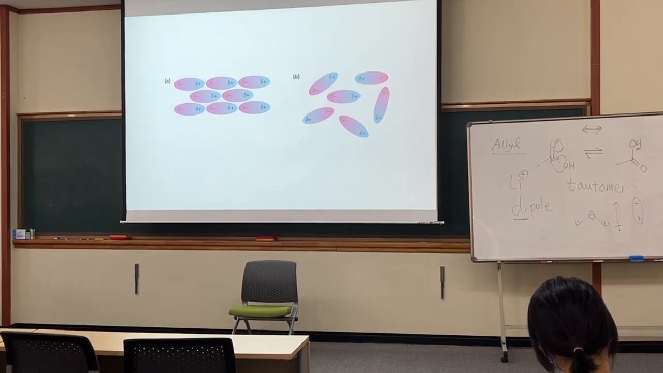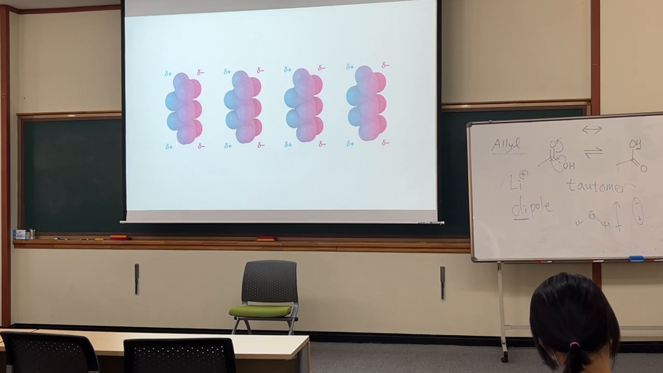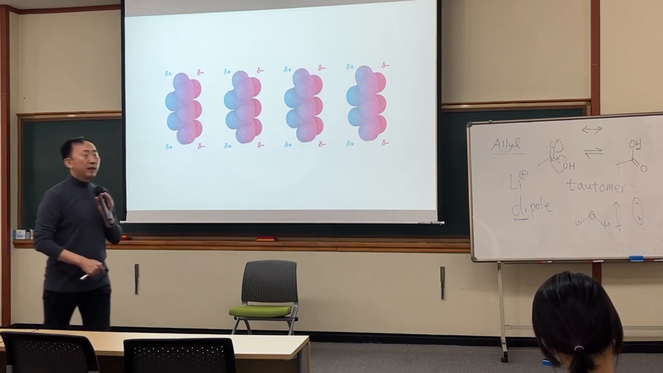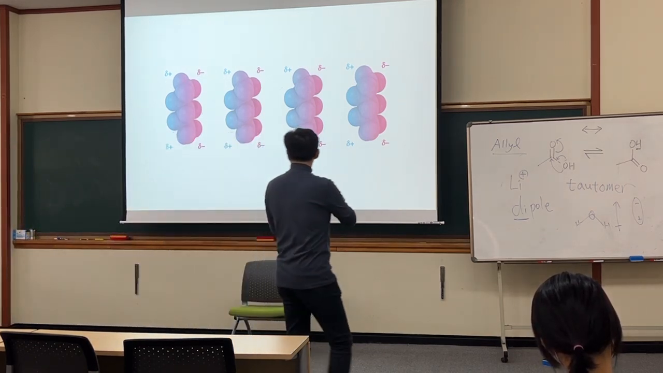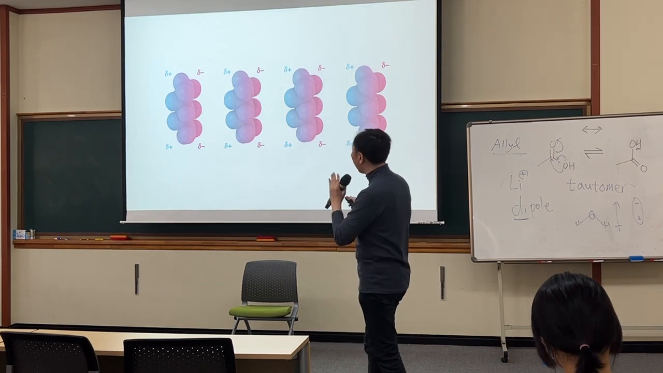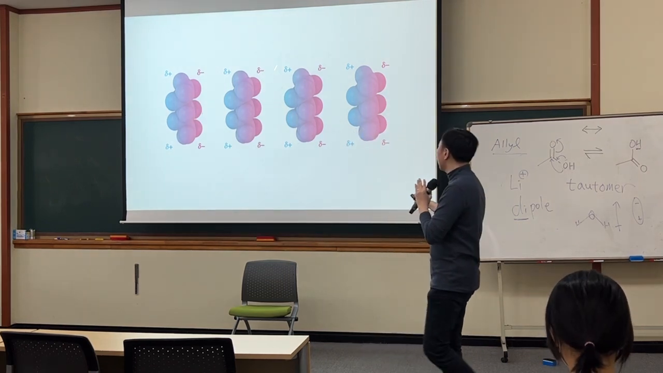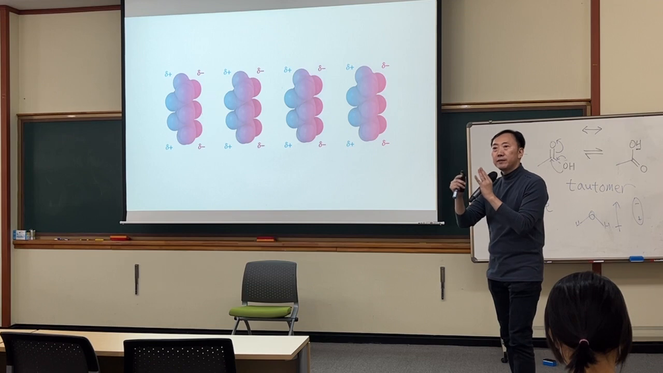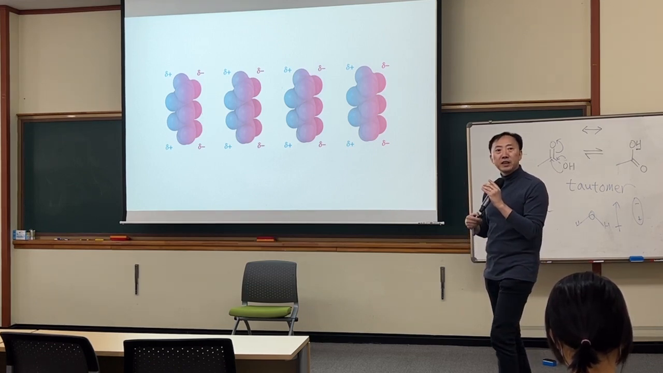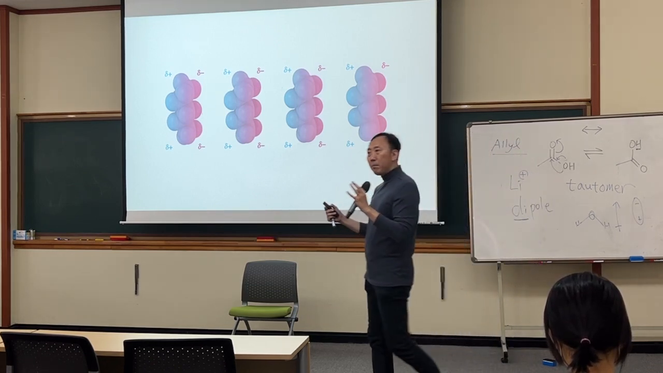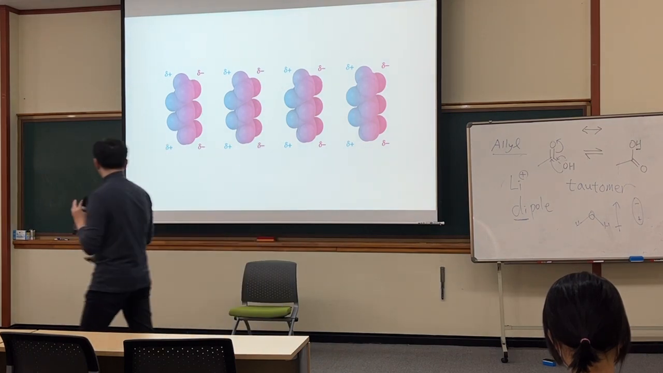If there's a permanent dipole there, the dipoles will be aligned. And if it's a bigger molecule like proteins, with positive charge on this side and negative charge on this side, they will stack like this: plus, minus, plus, minus, plus, minus. Stack. So that's kind of the driving force to form macromolecules in natural molecules.